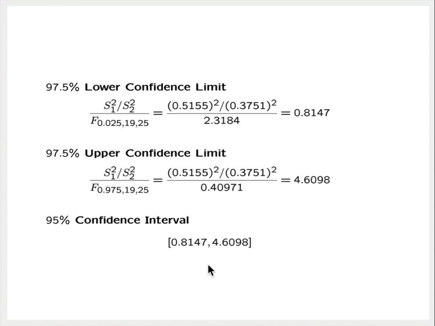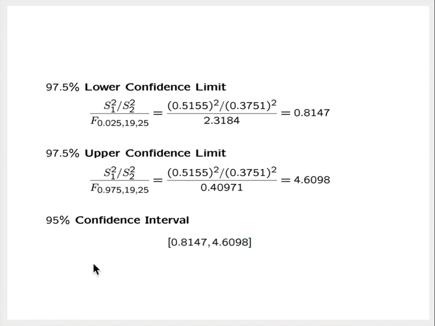So again, we can answer the same kind of question using a confidence interval that we can with a hypothesis test. But along with the confidence interval, we also get more information, quantified information, about the range of values that the parameter, or in this case the function of the two parameters, the ratio of the population variances, can take on.